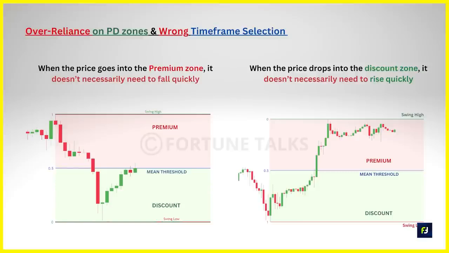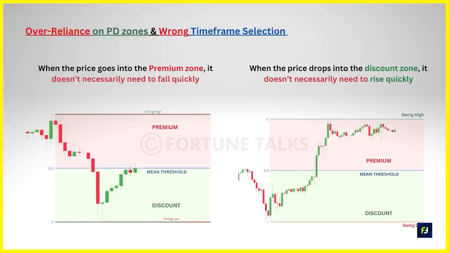When using Fibonacci, you don't need to be Fib dependent or rely on the fact that when price drops into the discount zone, it should immediately begin to rise. And when the price rises to the premium zone, it should immediately stop and begin the downward movement. Keep in mind that price does not owe you anything and the market does not move according to your whims and fancies.